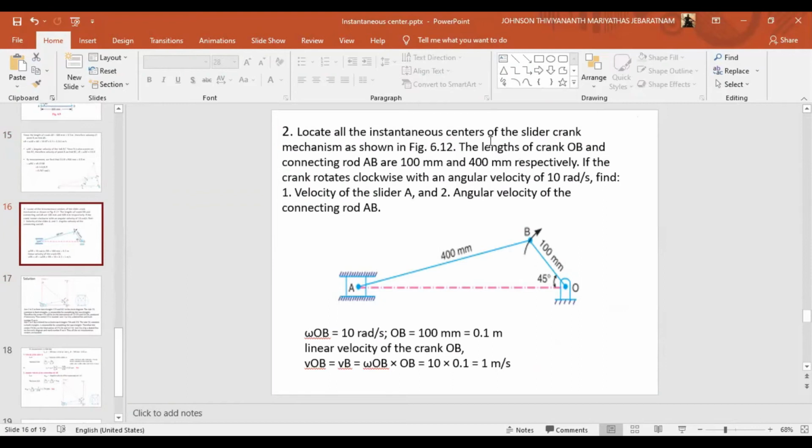Locate all the instantaneous centers of the slider crank mechanism as shown in this figure. So this is a slider crank mechanism, and this is the slider, and here we have the crank.